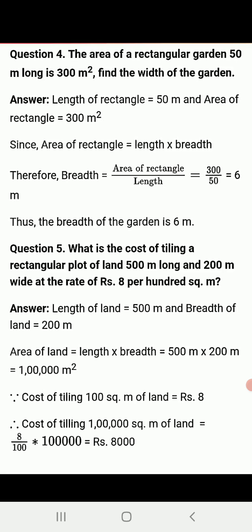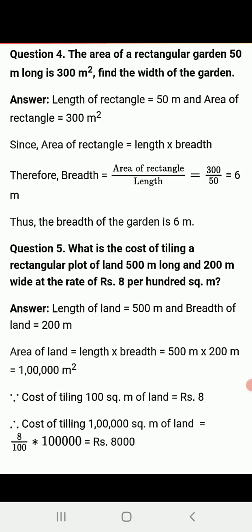So first we will find the area. Then they've given, you see, rate of rupees 8 per 100 square meter. So for 100 square meter it is 8. So for the total area, how much it is, we need to find like that. Fine. So now length is given 500 meter, breadth is given 200 meter.